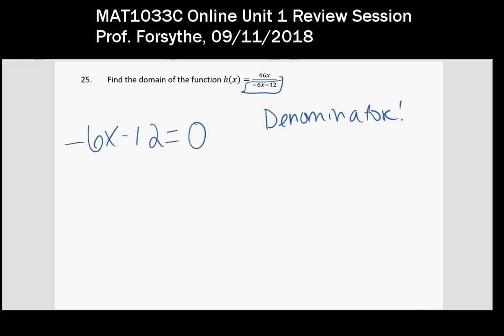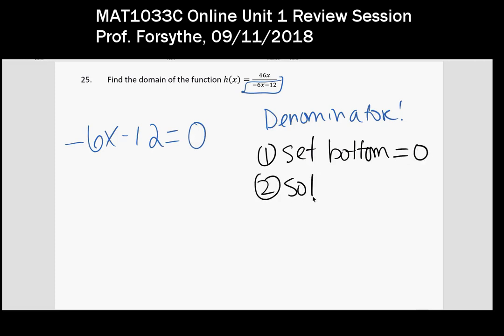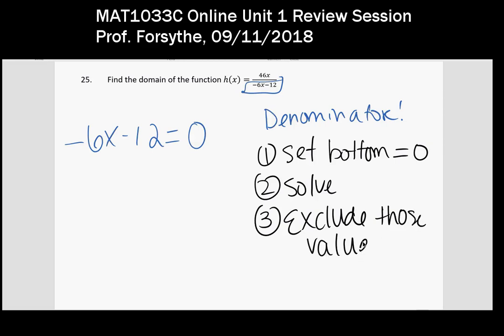Let's set it equal to 0. And then we want to solve. Let me do steps. We're going to set the bottom equal to 0. Solve. And then we're going to exclude those values or value from the domain.